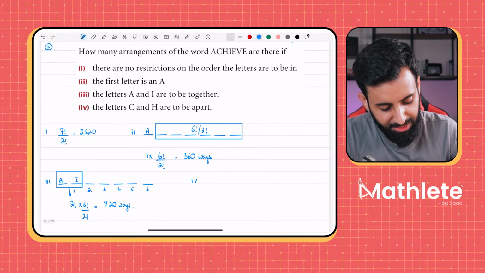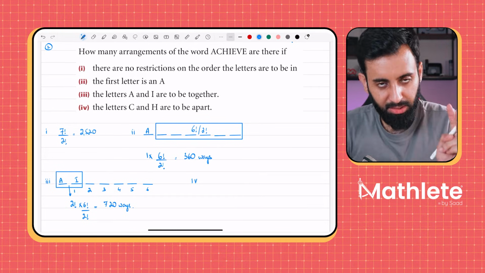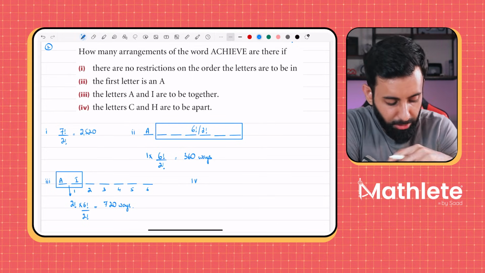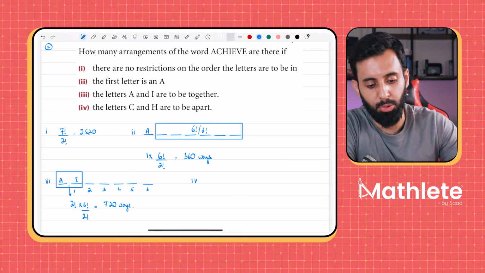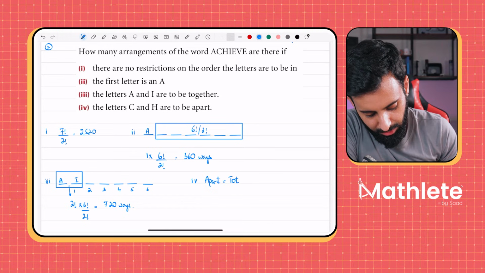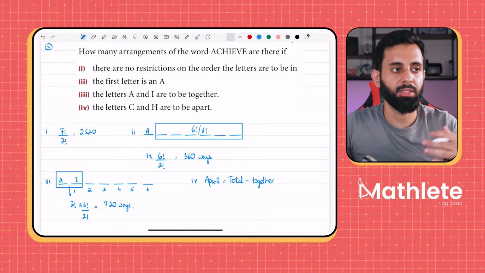Okay, now let's do part 4. Part 4 says the letters C and H are to be apart. Okay, now notice there are 2 objects, 2 letters that we have to make sure are not together. Okay, now what we're doing right now is something that applies to 2 objects. That is, the number of ways that they are apart is equal to the total minus the number of ways that they are together. Okay, so as far as 2 objects are concerned, they're either going to be together or they're not together.